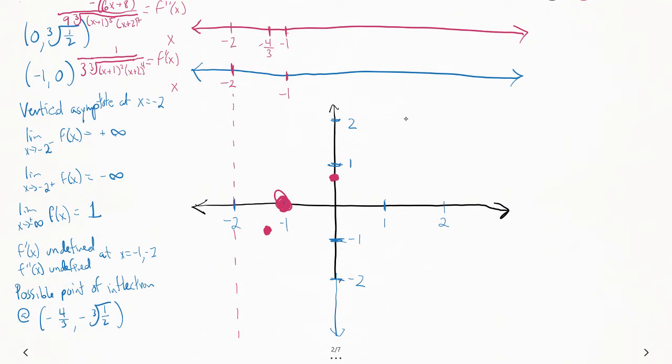Now you can make a little sign chart, as I said, or whatnot. The main thing to understand is I'm putting a u above the -2 and above the -1, meaning it's undefined. And for the -4/3, we know that it's going to equal 0 on that second derivative.